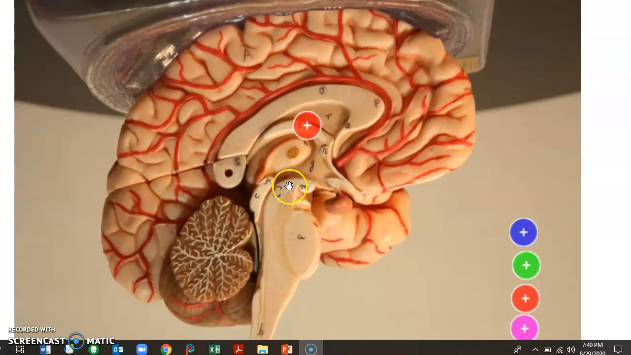Then the most important part here is actually the reticular formation. It deals with awareness and alertness. So we have the cerebral aqueduct that's taking cerebrospinal fluid from the third ventricle, which would be right here, and to the fourth ventricle.